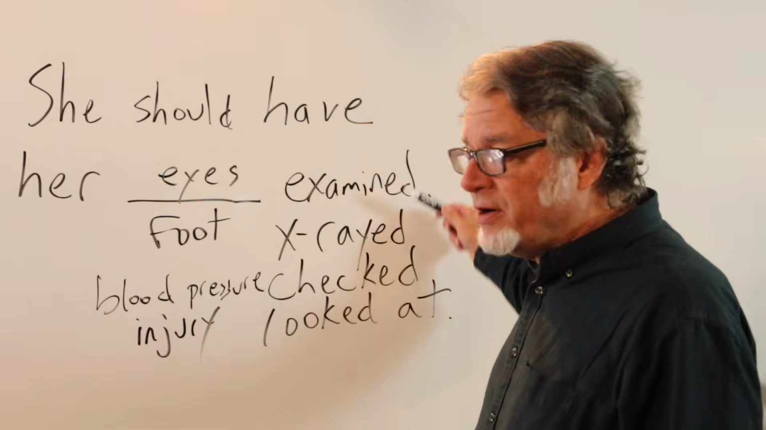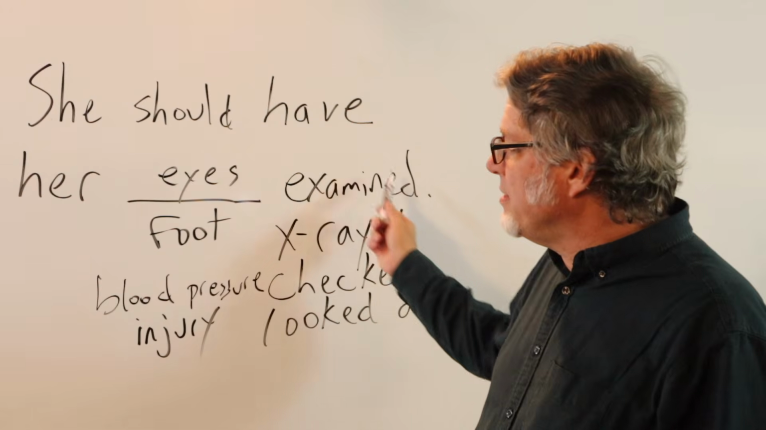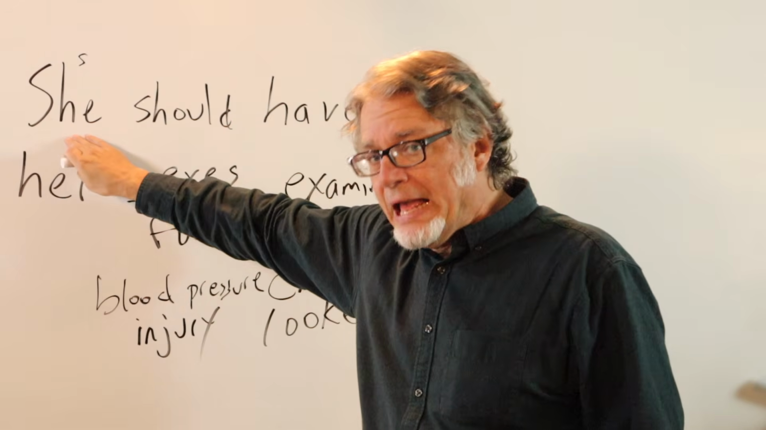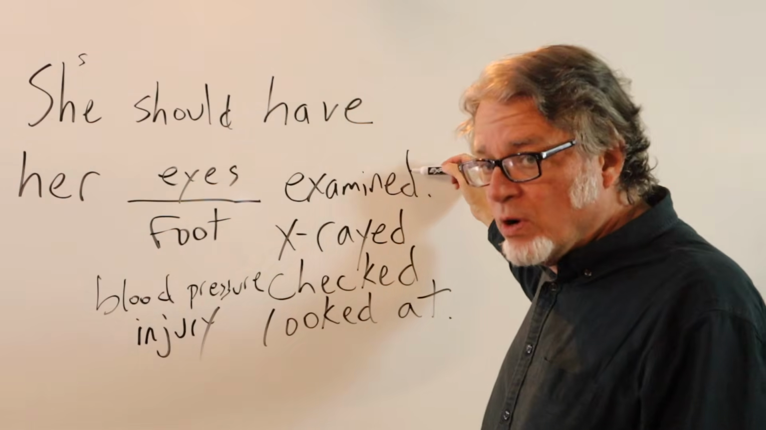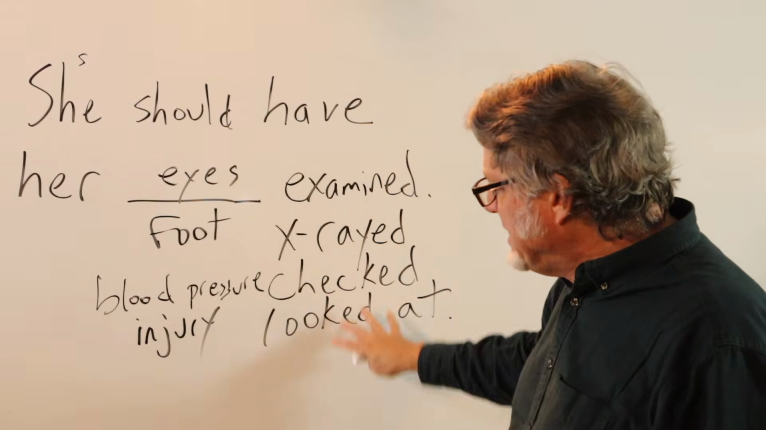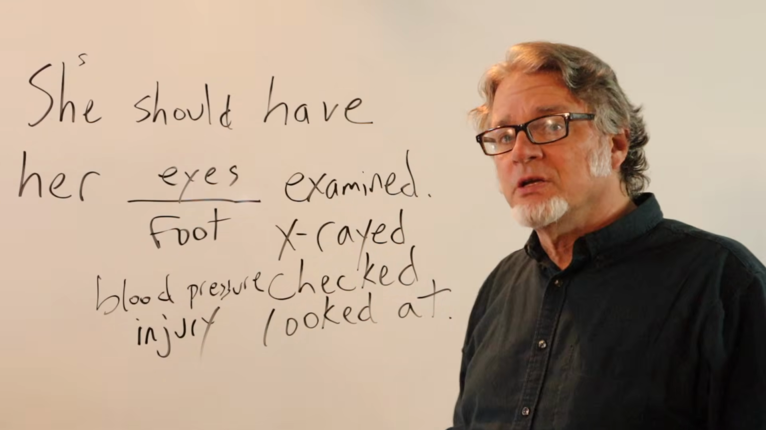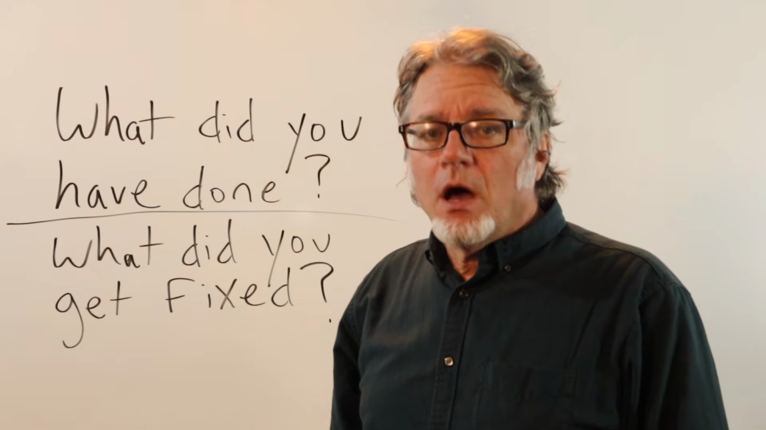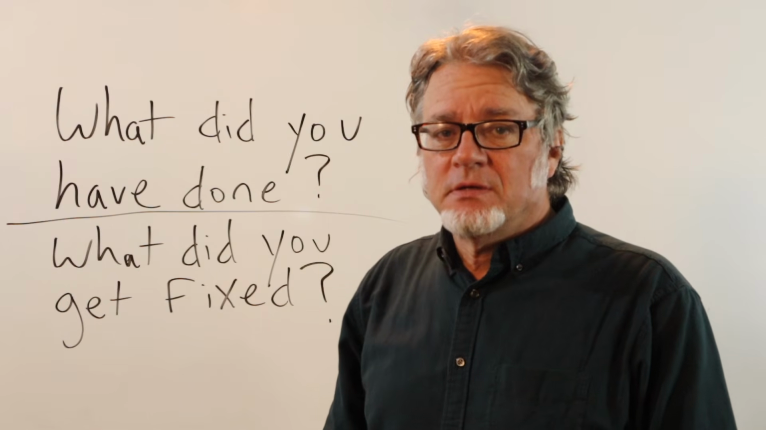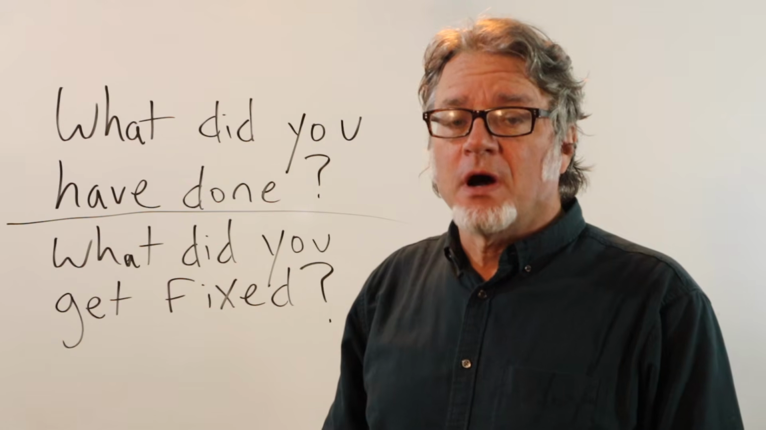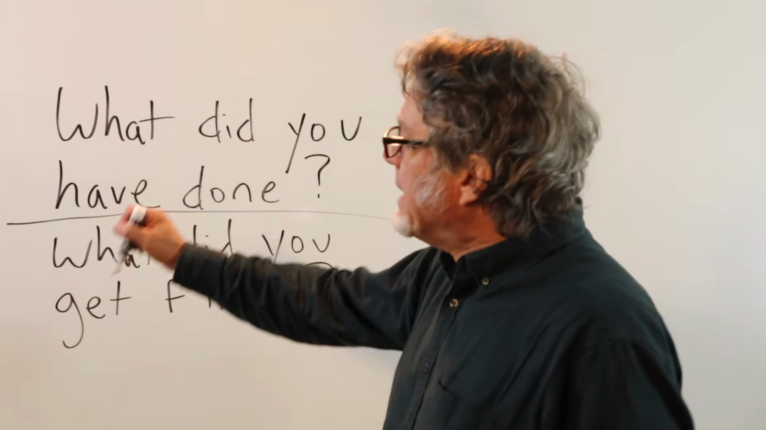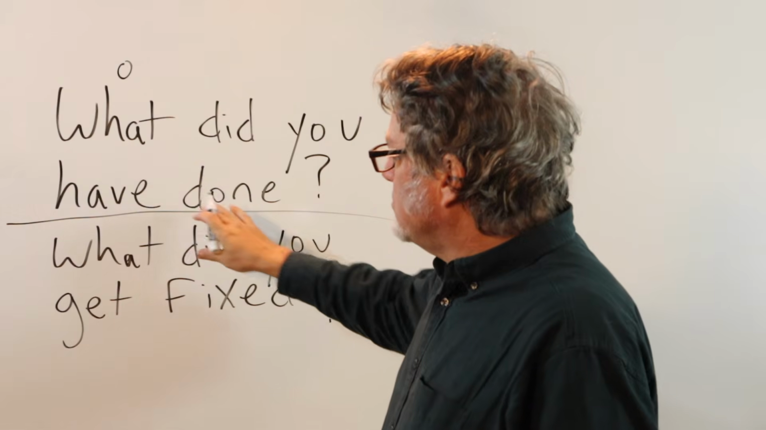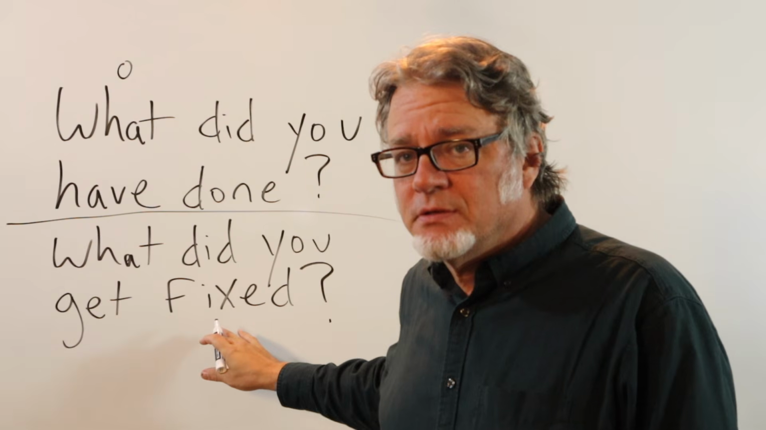Notice that it's not necessary to say who would be doing the work. Here's the subject, but this person isn't doing anything. The work is being done by the people who do these things, but we don't mention who they are. What did you have done? What did you get fixed? Both of these questions are using the passive causative. And what is the thing that you had done or got fixed?